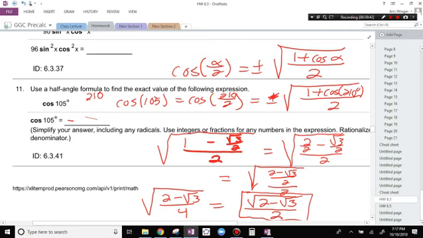Yeah. So the key is just recognizing that 105 is half of 210 using the formula again.